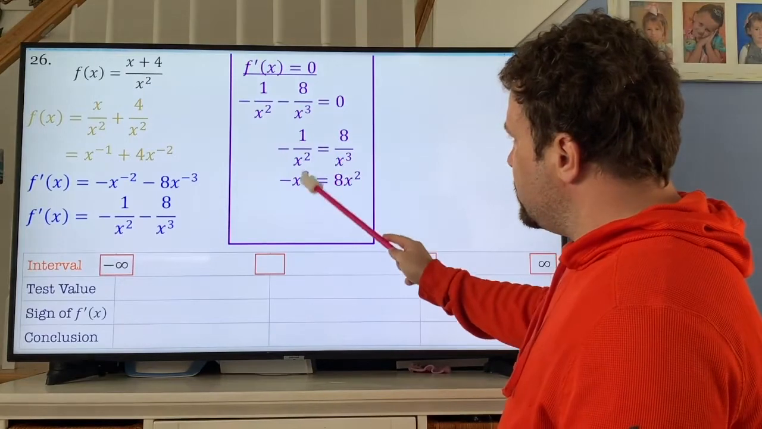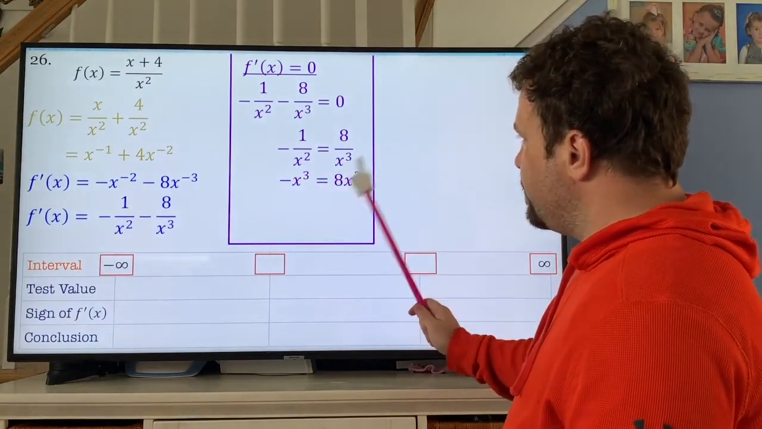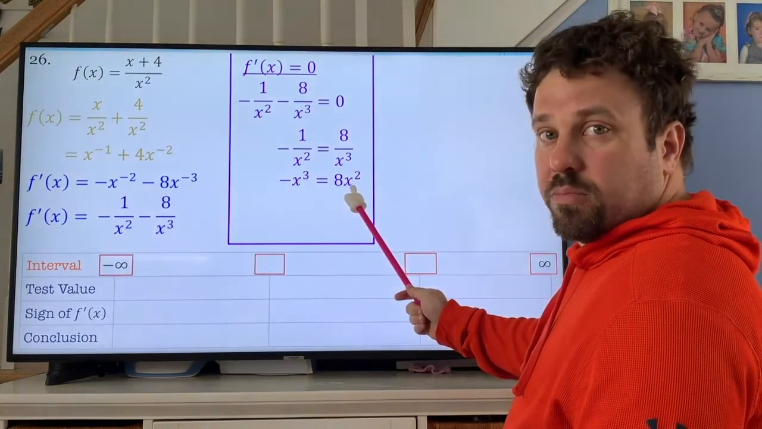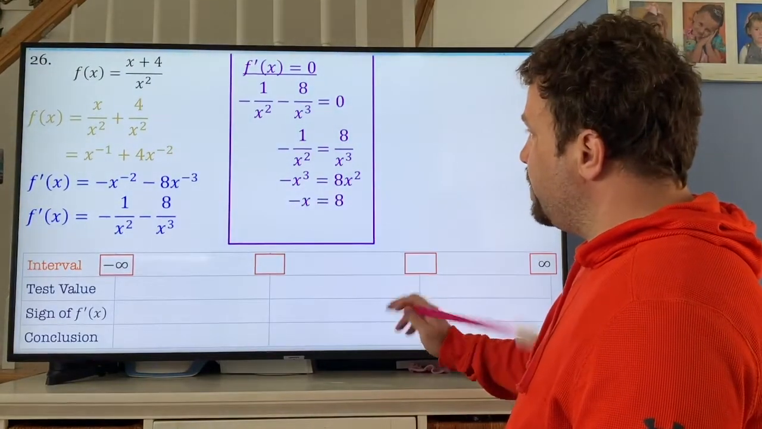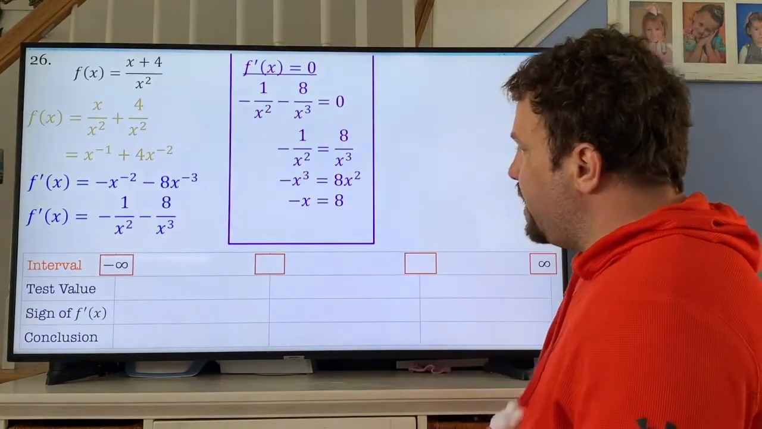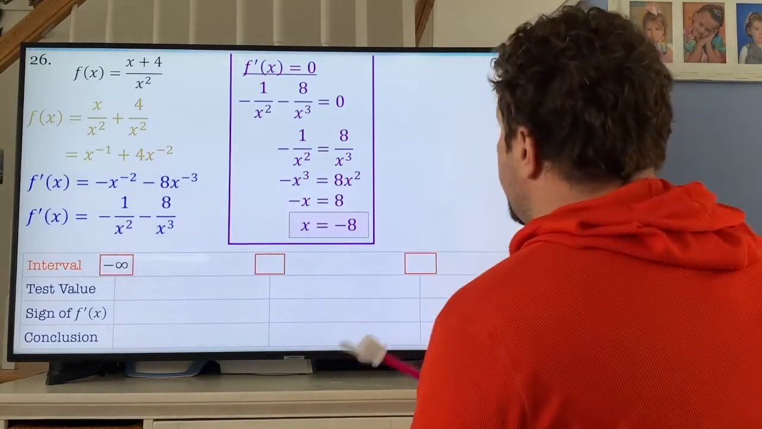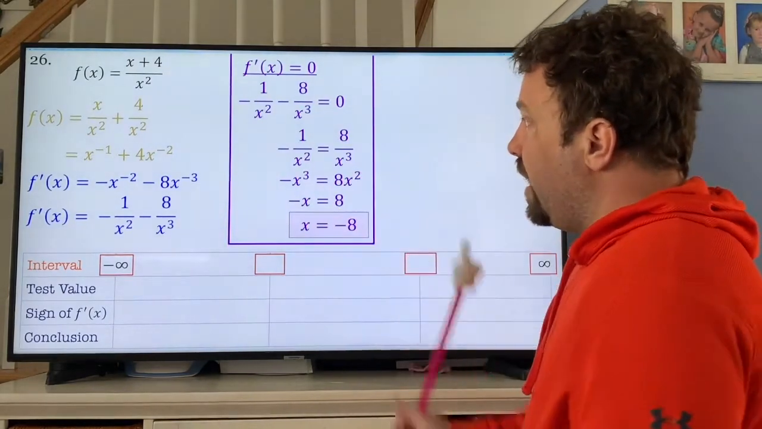1 times x cubed times 8. Divide both sides by x squared. You get negative x equals 8 and x equals negative 8. If you want to check your answers, you can plug them in and you'd actually get 0.